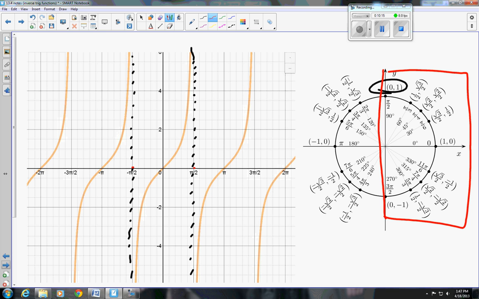So would negative 3 pi over 2 be like a coterminal angle or whatever, terminal angle? Yes, yes, we're going to use that coterminal angle stuff a lot today.